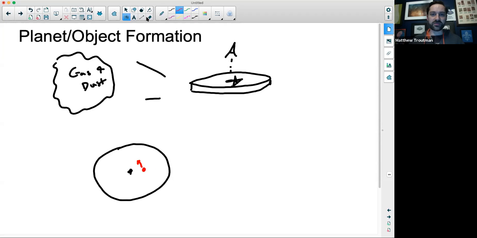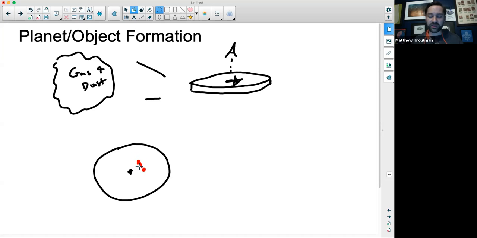And what happens is this material wants to move in from the outer regions of this gas and dust cloud, or disk around it, and move in towards the central star. Why does that happen? Well, the gas and dust that's orbiting around the star is going to interact with each other. That's friction. There's an effective friction there. And what it's going to do is that material is going to lose momentum and want to spiral inward towards the central star as it loses momentum.